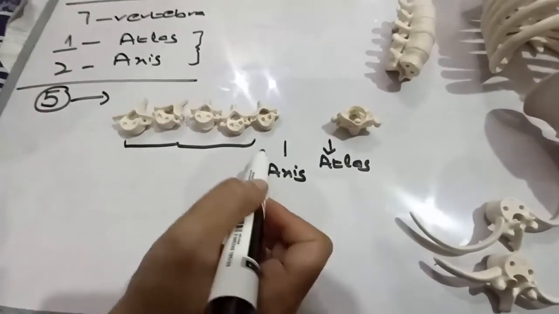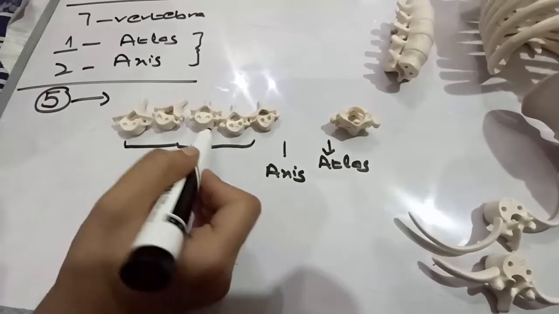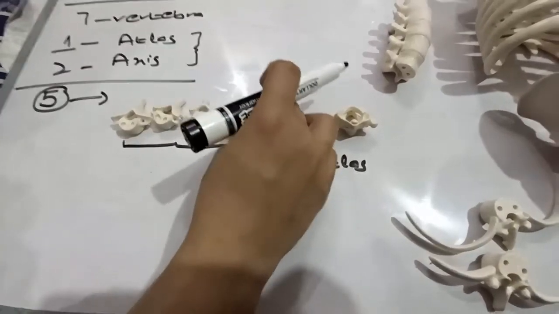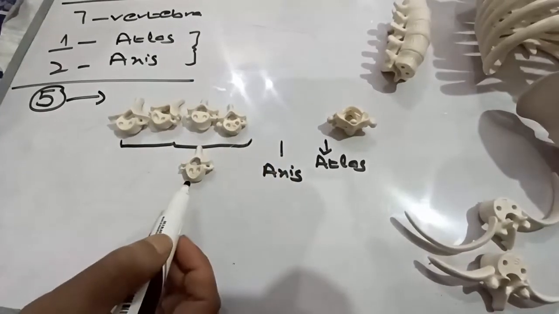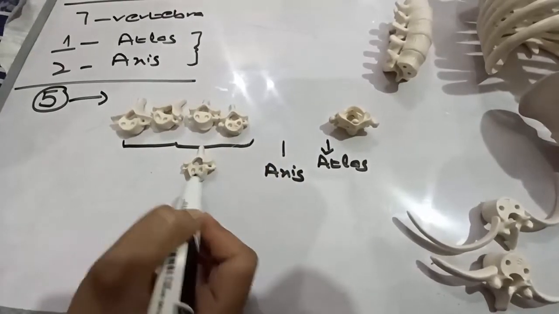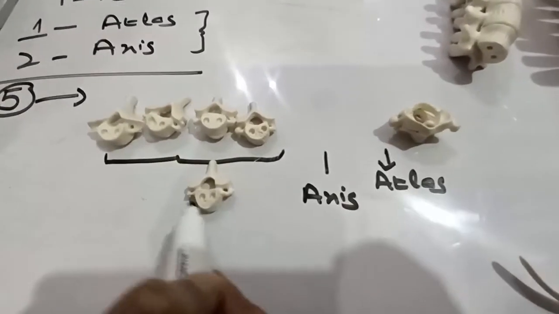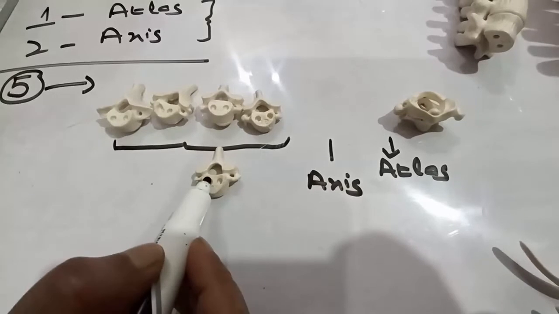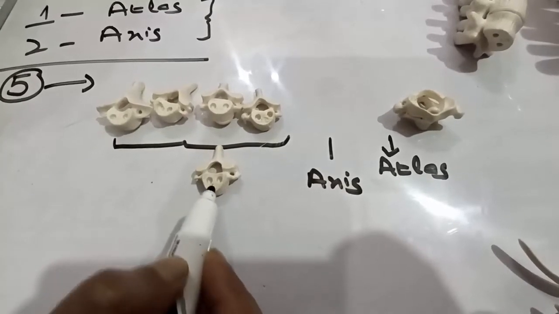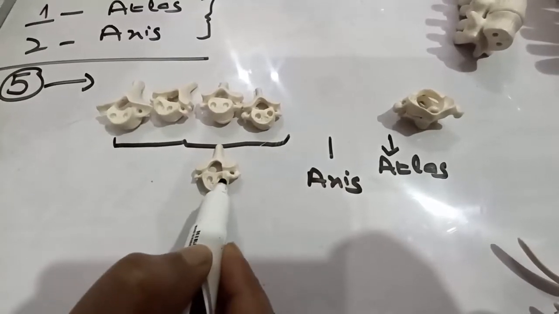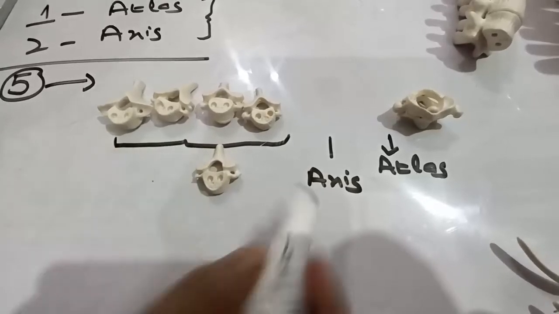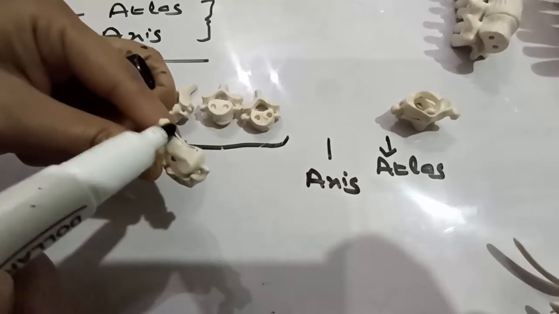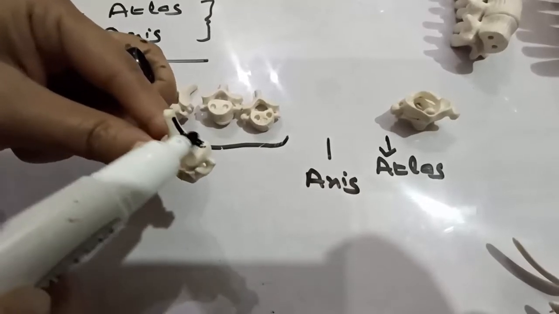Now we will discuss the characteristics of the remaining 5 cervical vertebrae, which are similar in characteristics. Here we will take a sample of one of the cervical vertebrae. Here you can see the anterior body. This anterior region is called the body, and this is the posterior region. The anterior region has an oblong shape. Here you can see this shape; it is oblong. The posterior region has an arch. In the posterior region you can see this arch. This region is called the neural arch.